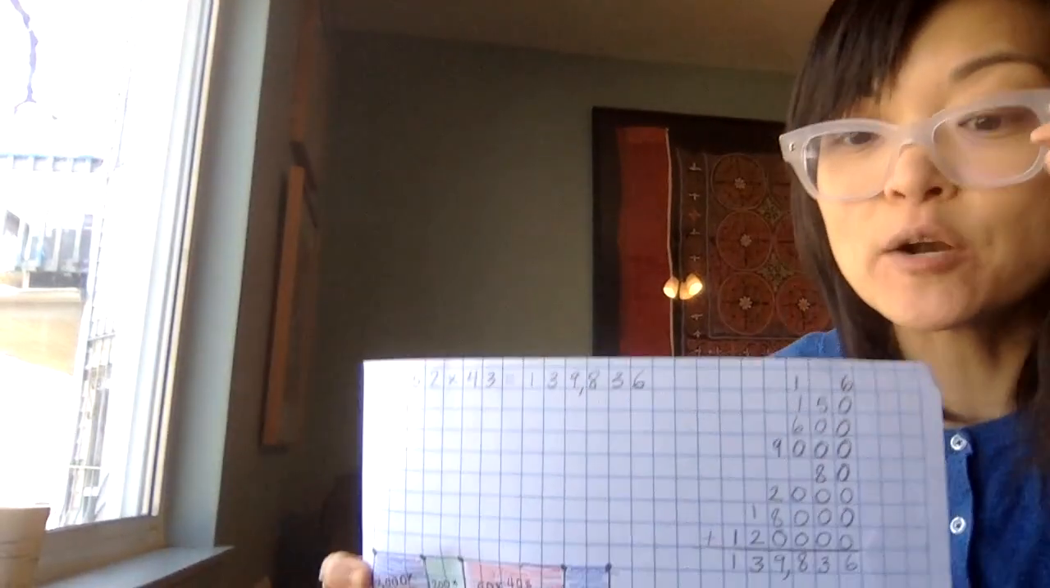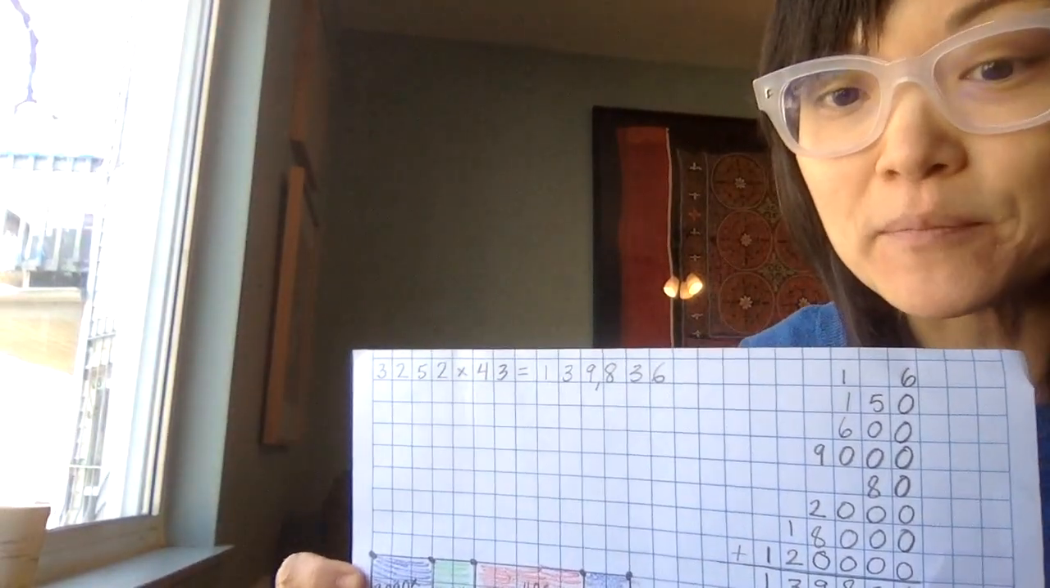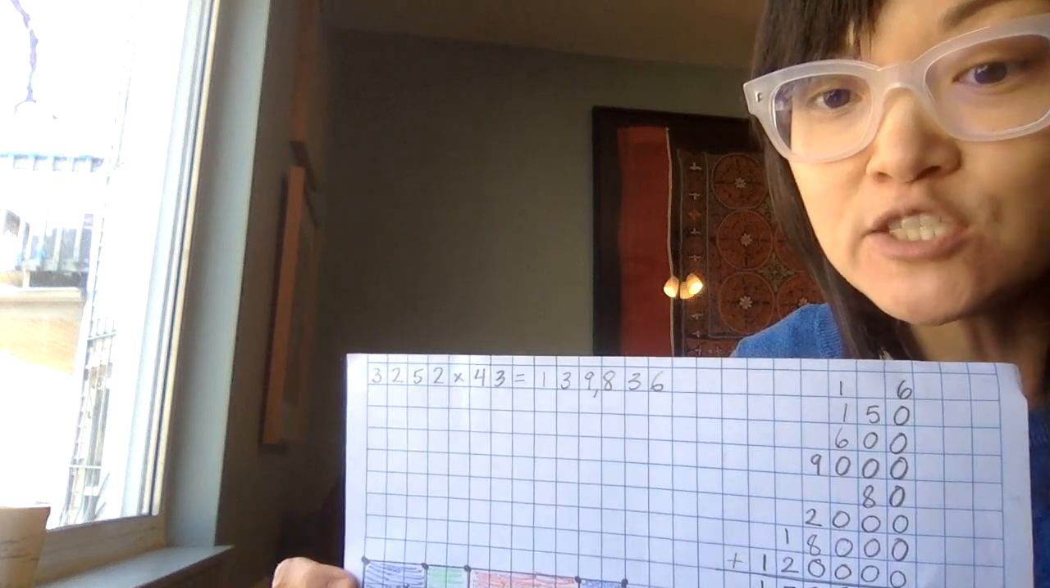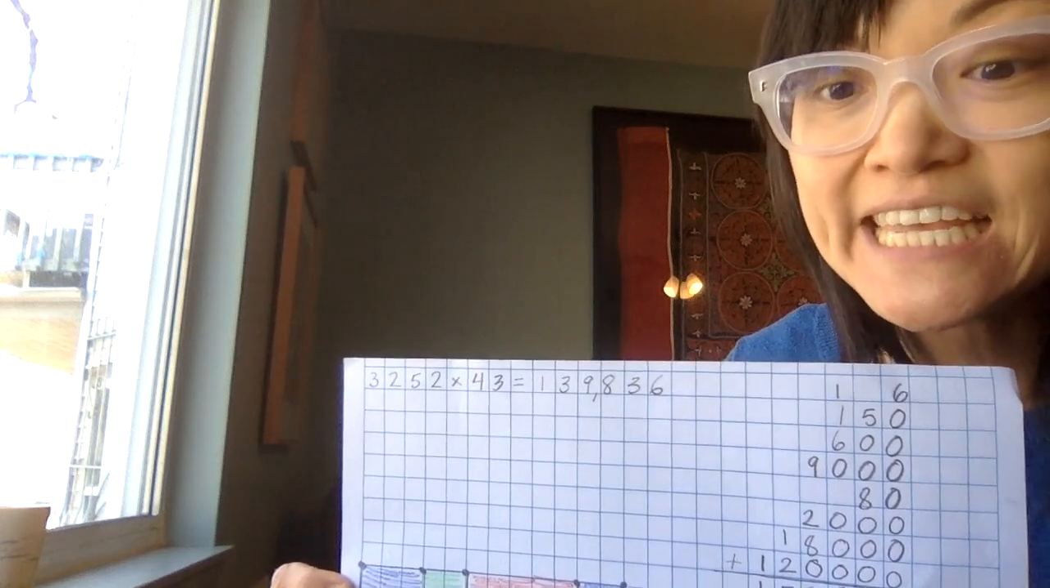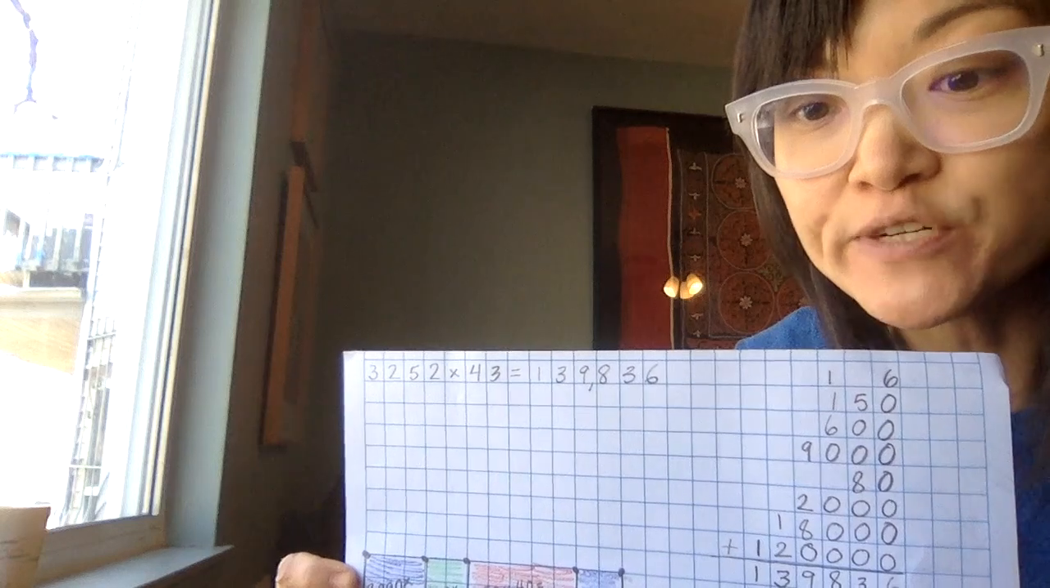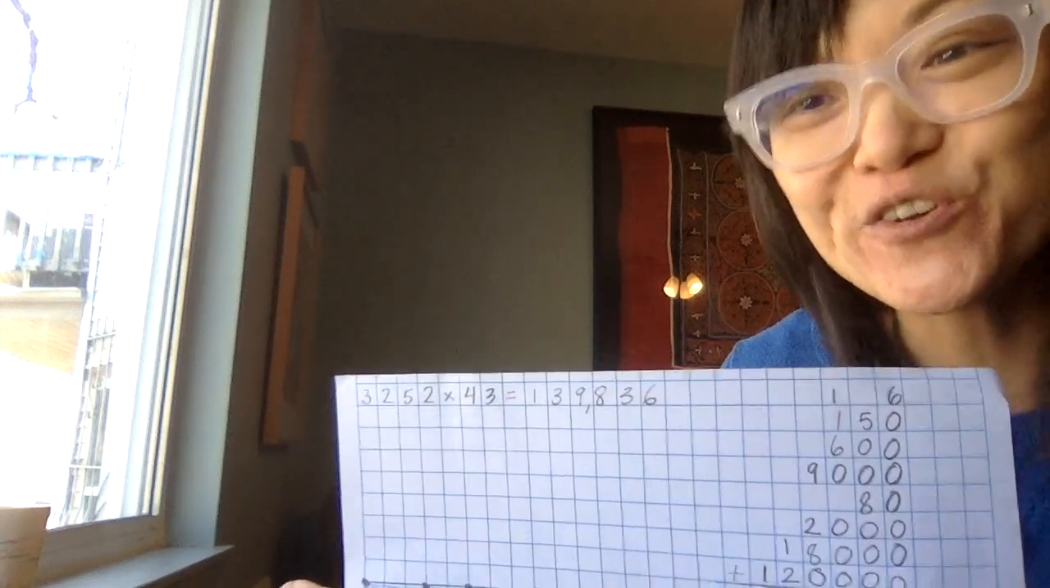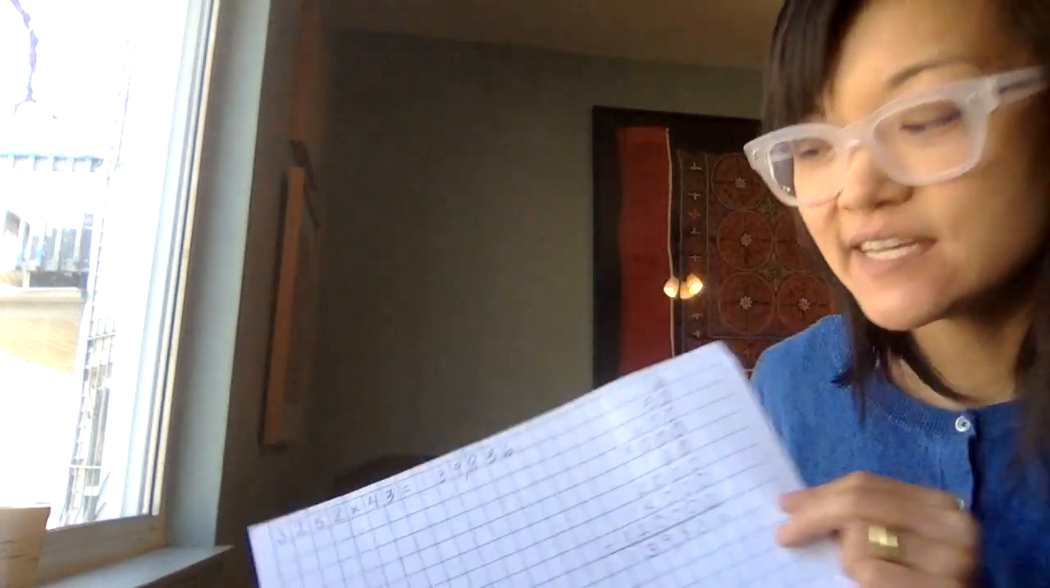So our answer in our problem, we just solved this problem, 3,252 times 43 equals 139,836. Can you create a problem and also solve that problem using the geometric form of multiplication? That's what this work is called, the geometric form of multiplication. Have fun.